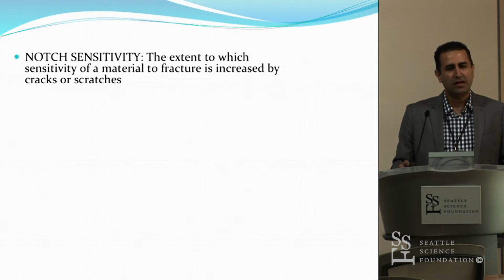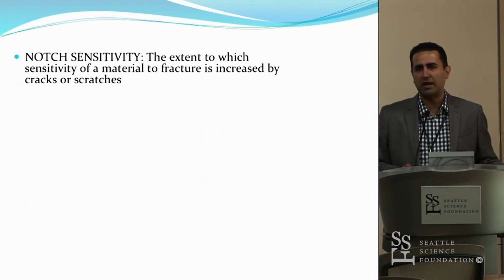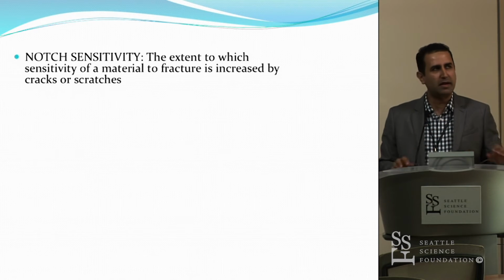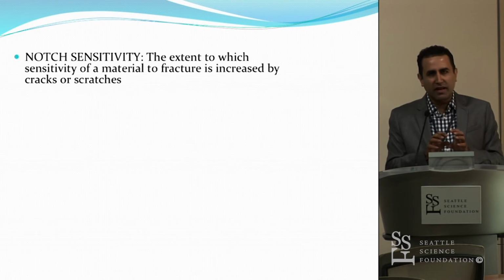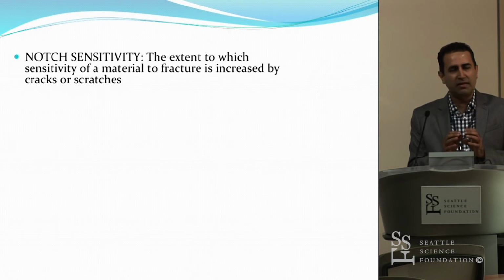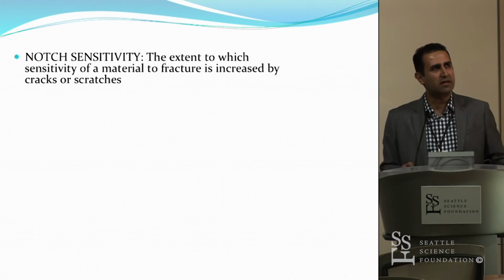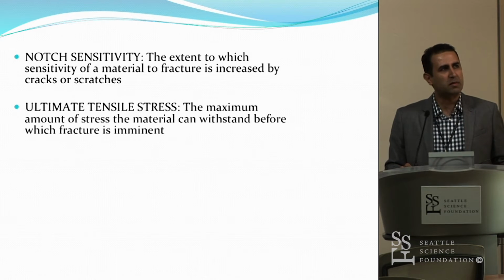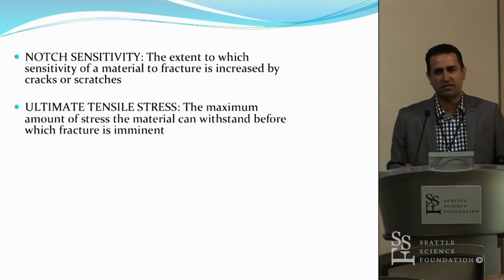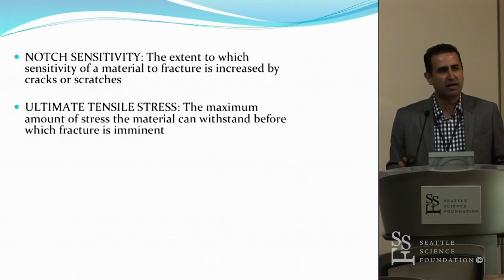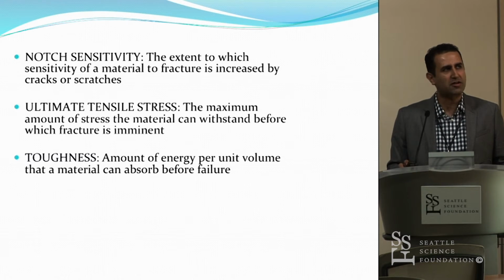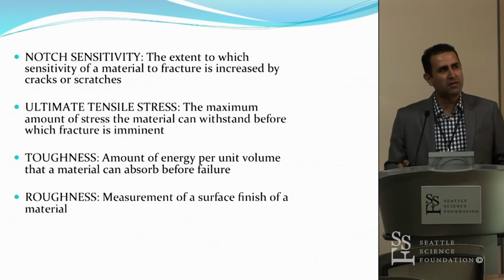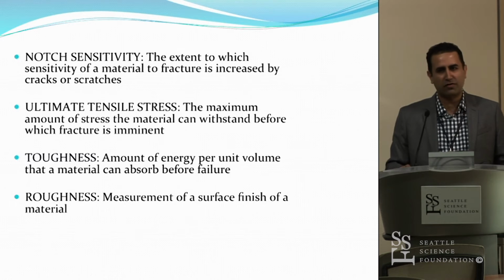Notch sensitivity, so this is particularly important with something like a rod, where we create a stress riser where we bend it in the rod, and what's the extent of the sensitivity of that bend there before it fails. And this is particularly important. We'll get to this. Ultimate tensile strength, the maximum amount of stress that the implant can withstand before it fractures. Toughness, energy per unit volume. Roughness, a measurement of the surface finish of a material.